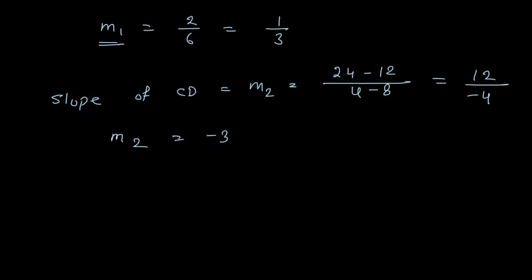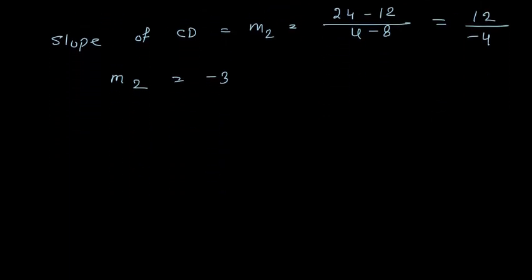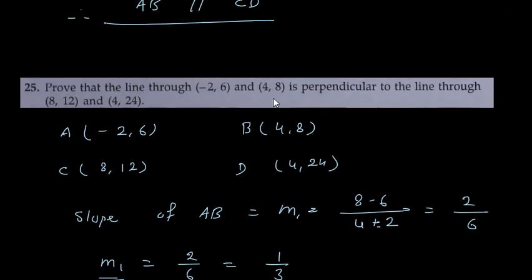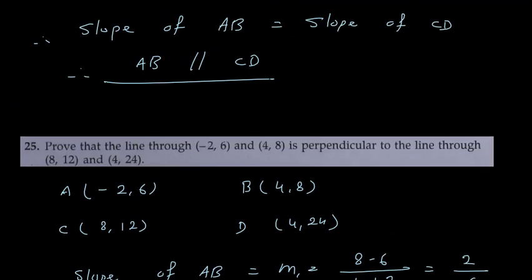Okay. Now m1 is 1 by 3 and m2 is minus 3. So what is m1 into m2? Here m1 is 1 divided by 3, m2 is minus 3. So when we multiply, we will get the answer as minus 1. So therefore what we will say? We will say that AB is perpendicular to CD. Here we proved that AB is perpendicular to CD, and there we proved that AB is parallel to CD.